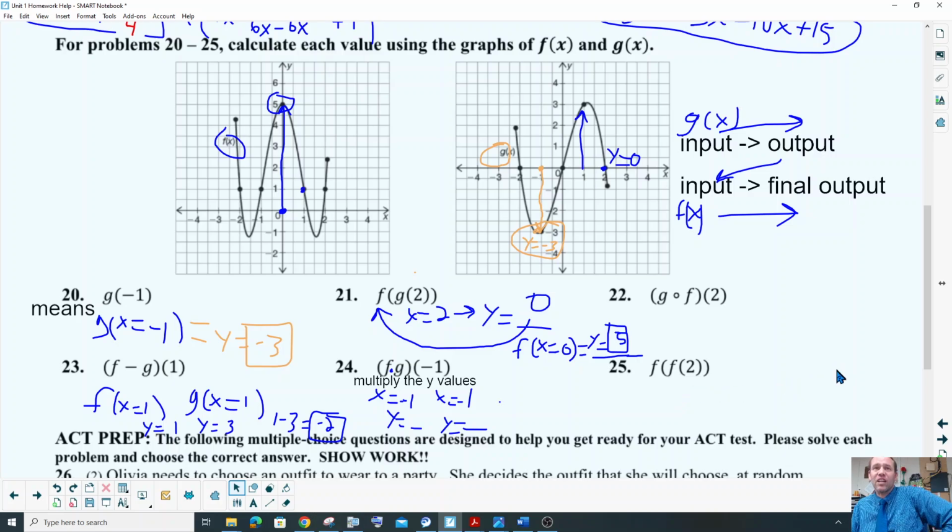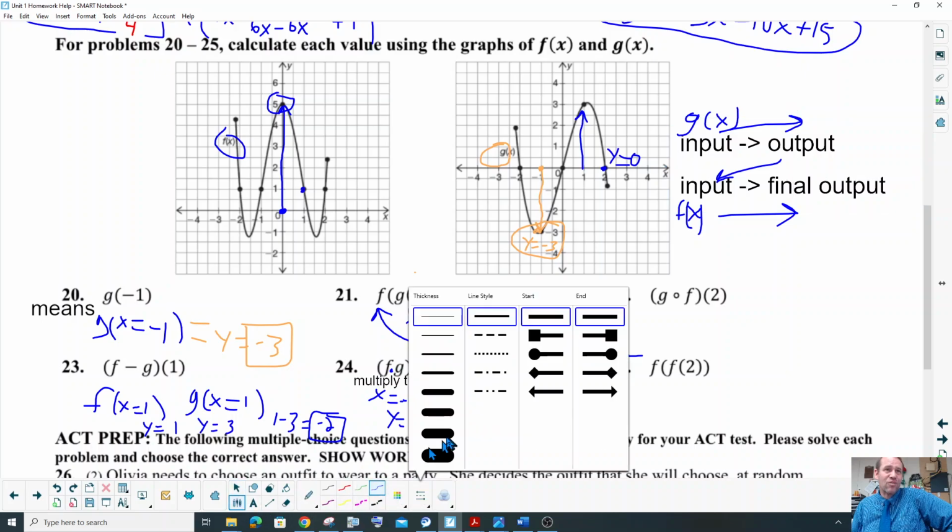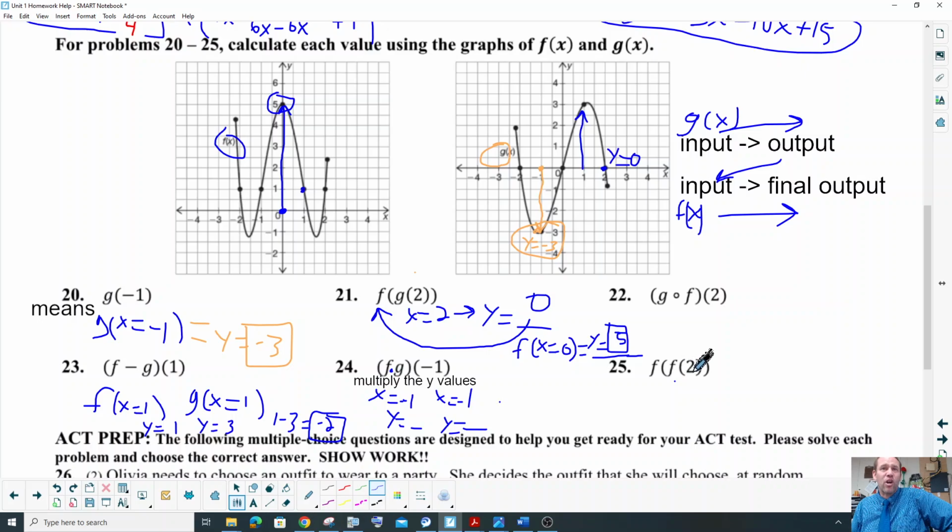Now 25 is going to be an input-output thing again. So we're going to help you out there, 25. So we do f of x equals 2. So we're going to go ahead and go to function f. So here's graph f. We're going to go to x equals 2. Not on the graph, so we're going to go up 1. Okay? So what does that mean? That means at f of 2, x equals 2, we get a positive 1. So this becomes 1. This goes away and becomes a 1.